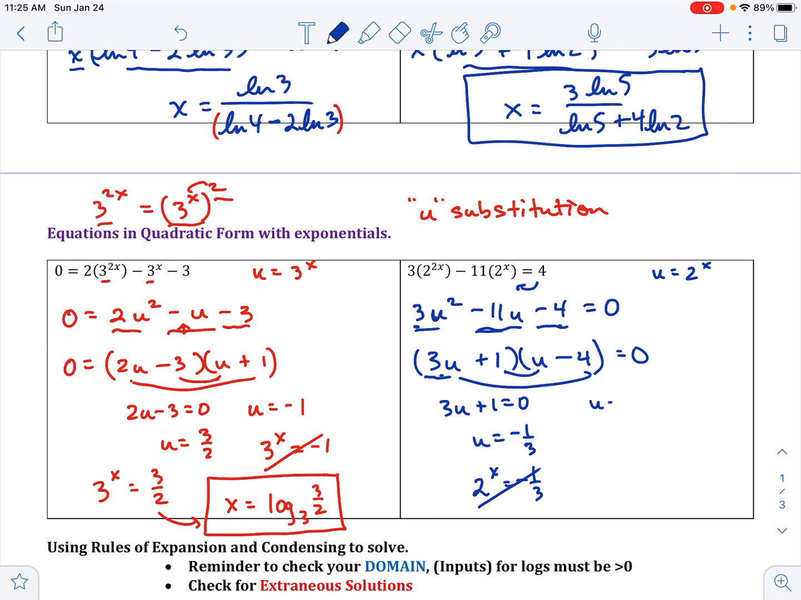All right, so now I've got a u minus 4 is equal to 0. So therefore, I got a 2 to some power is equal to, sorry, if I go too fast, u equal to 4. So 2 to some power is equal to 4. And now I can say that x is equal to 2. Hopefully you know that 2 squared is 4.